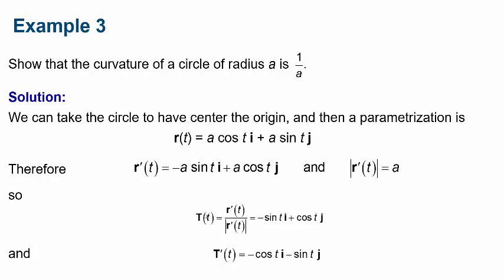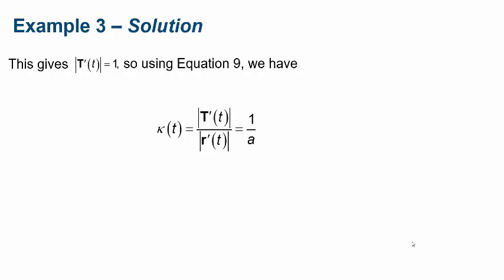Therefore, the unit tangent vector T is given by this simple formula here. We know it's r prime of t divided by the magnitude of r prime of t, and the magnitude of r prime of t there is just a. So this is what the derivative of the unit tangent vector is. It's just the following here. Then by this equation, you can see that the magnitude of the derivative of the unit tangent vector is equal to 1.